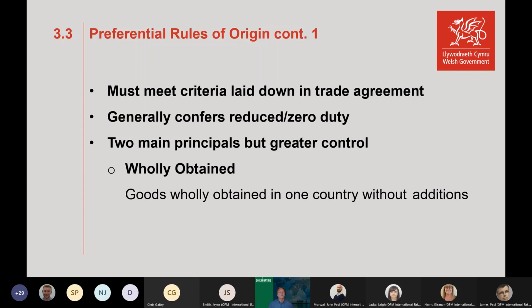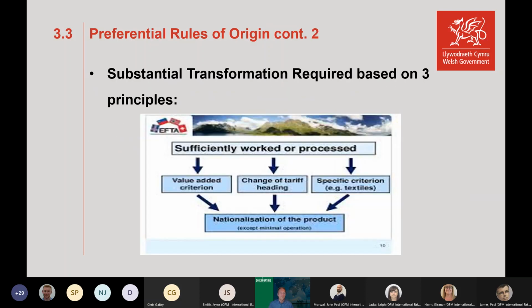But the two main principles remain the same, but with greater control. So there's wholly obtained that we've just looked at, that goods that are grown, for example, in the country. And then there's substantial transformation. So substantial transformation is where added value has been put into the product by doing some kind of working or processing onto it in the country that you're in, so in the UK in this case.